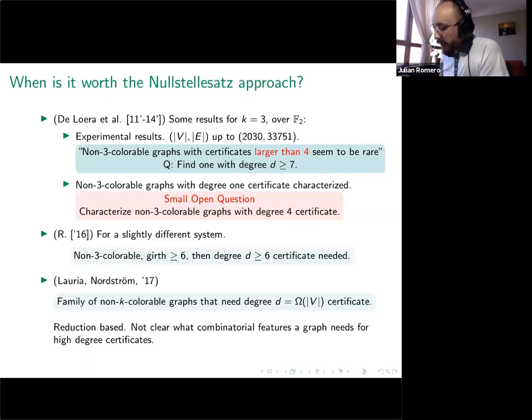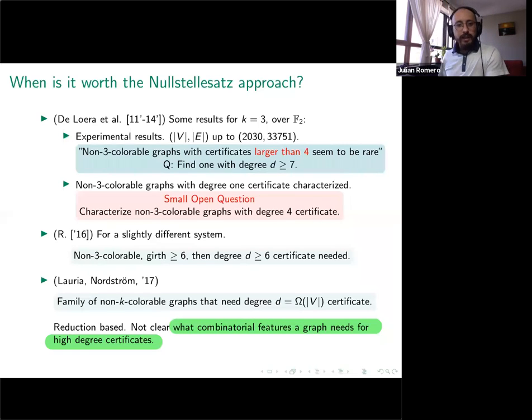But the question I'm interested in is, okay, these graphs exist, but what are the combinatorial features that the graph actually needs to have for high degree certificates? What combinatorial features make a graph hard for this approach? And this is what we came up with.